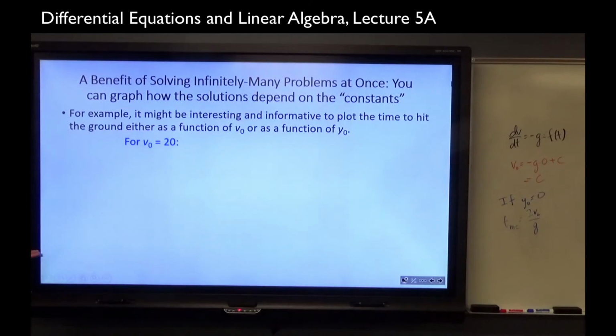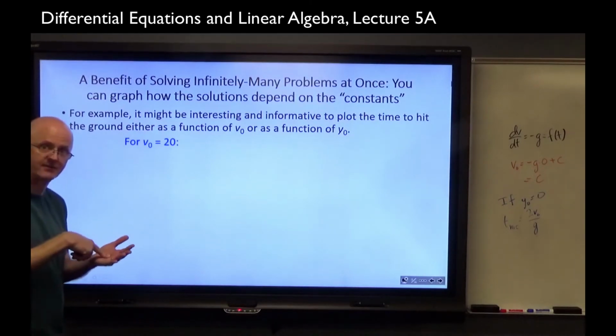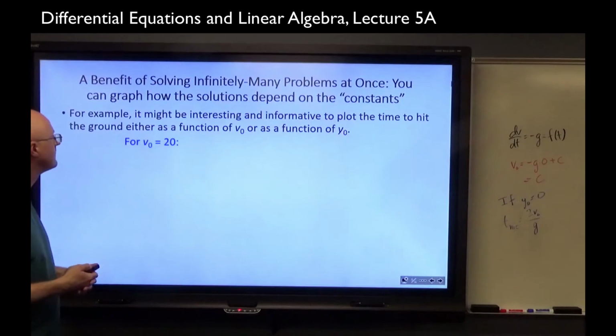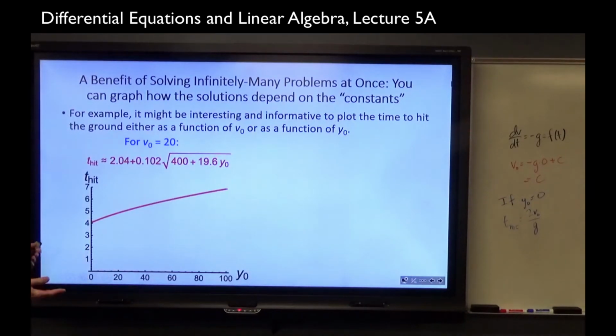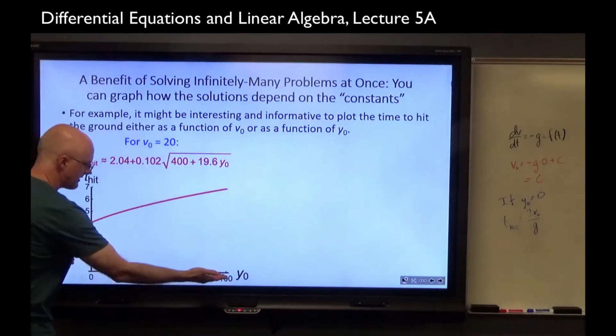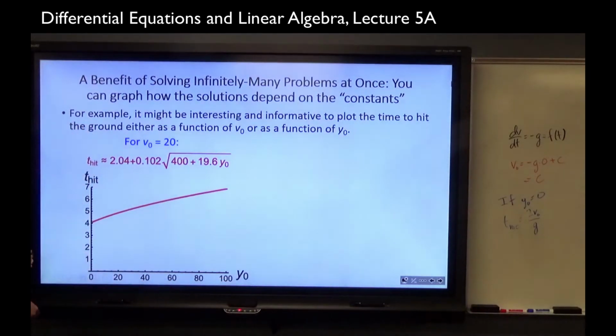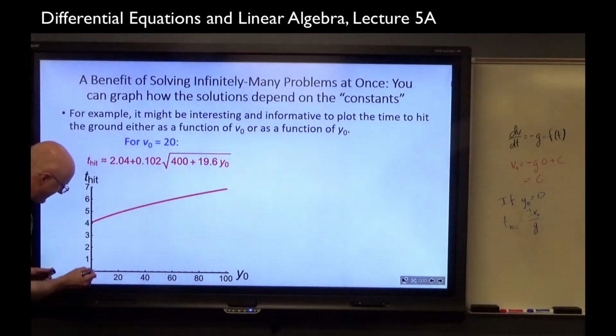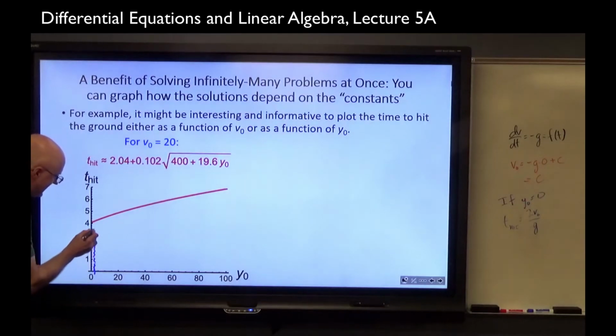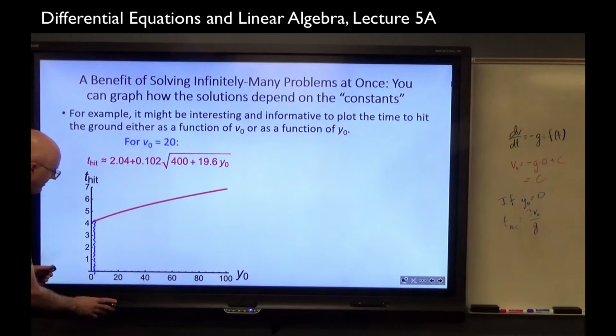If I want to do it as a function of y0, I need to pick something specific for v0, like 20, but then keep y0 arbitrary, and I'd get this graph. Notice how the axes are labeled. The horizontal axis is y0, the vertical axis is t hit. Our particular example is when y0 is 1.5, way down here, t hit is just barely above 4. I forgot what it was, just a little bit above 4.